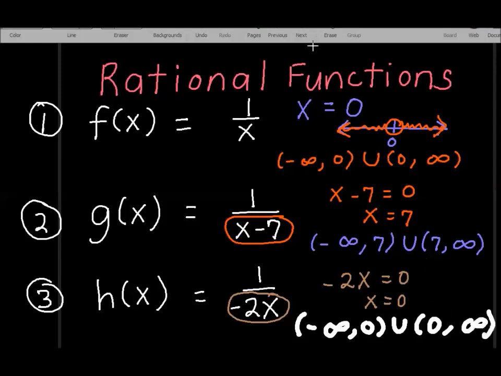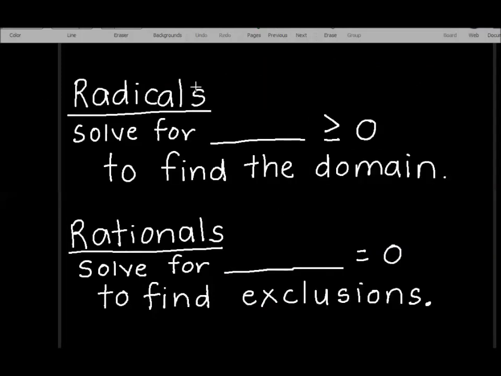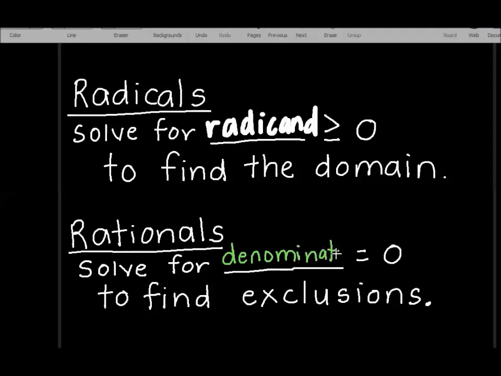Okay. Just to recap, if you have radicals, what you want to do is solve for the radicand. That's the expression under the radical symbol, greater than or equal to 0, to find the domain. For rational functions, you want to solve for everything in the denominator equal to 0. And in this case, you're finding the exclusions. You're finding all the values that x cannot be, where in the first one, you're finding all the values that x can be. So let's try a couple more.